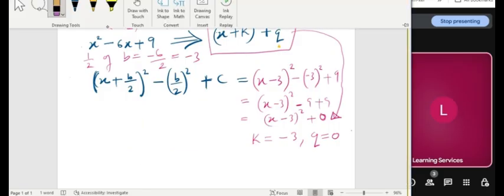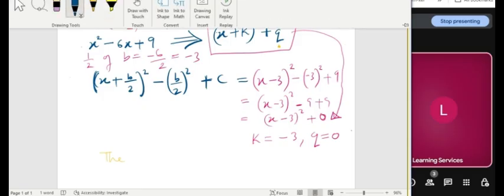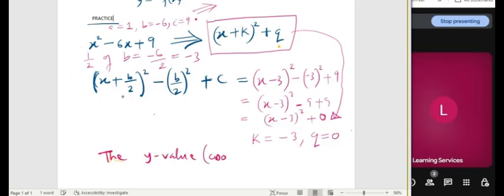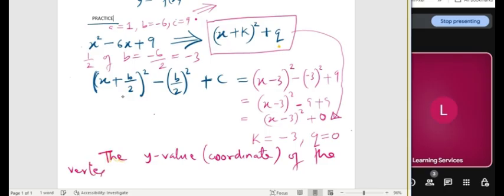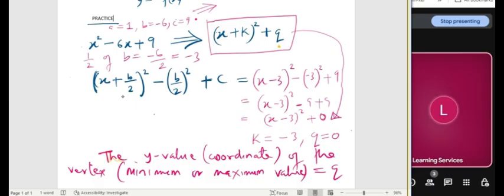The y value, or coordinates, of the vertex, which is the turning point, which could be a minimum or maximum value, depending on whether the graph forms a U or an N. The y coordinate of the vertex, the minimum or maximum value, is simply equal to Q.